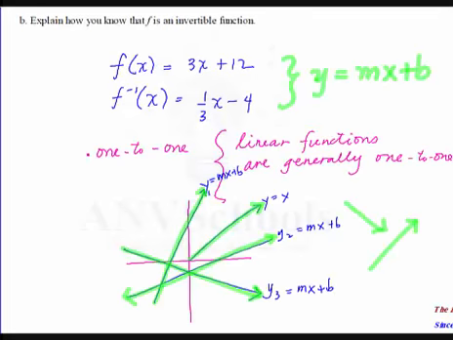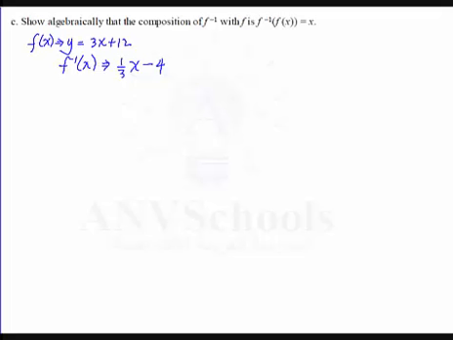Now let's show that. We have our original function, 3x plus 12, and our inverse, f negative 1 of x, which is 1/3 x minus 4, right? Let's confirm. Yeah. Okay, so we have these two functions here, and we're going to investigate if the composition of the inverse functions has a property attached to it.